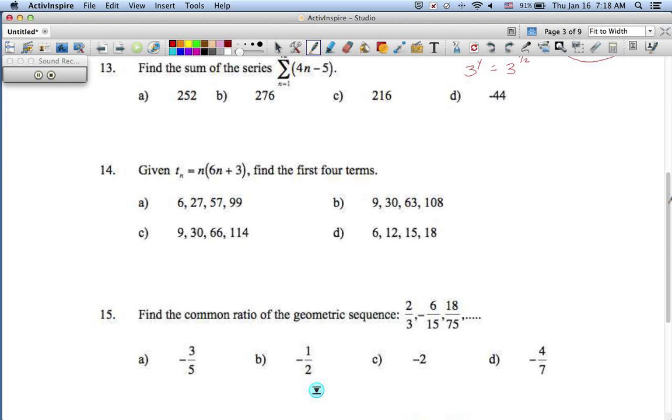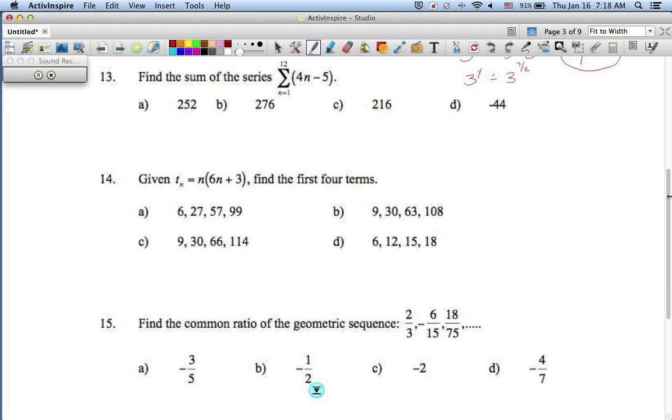Find the sum. Oops, I can't quite see where it goes to. Going from 1 to 12. So it starts at 1. That means I can use my formulas. This is in integers. This is 4 times the integers formula, which would be n times n plus 1 over 2. Minus, this is a constant, and this constant occurs 12 times. Minus 5 times 12.